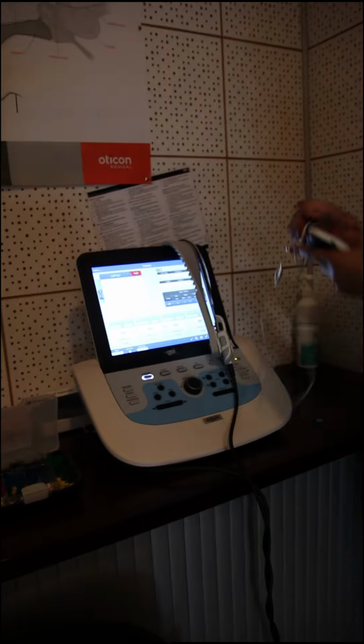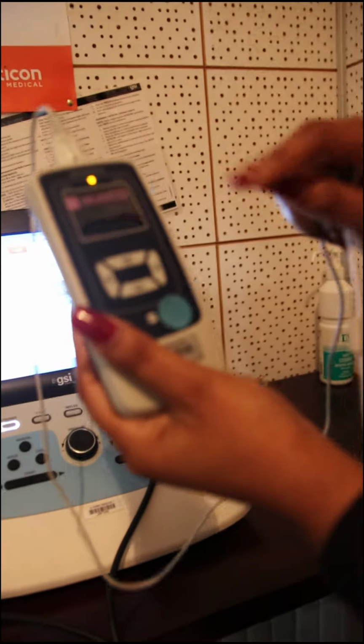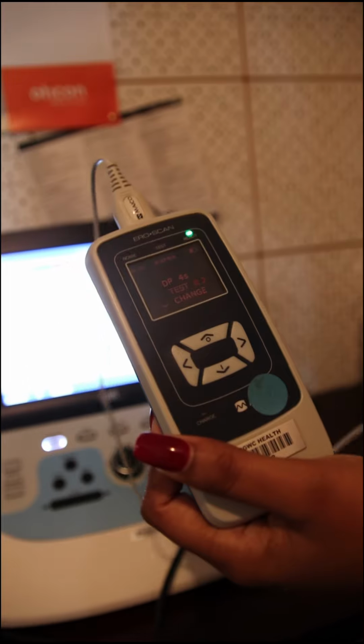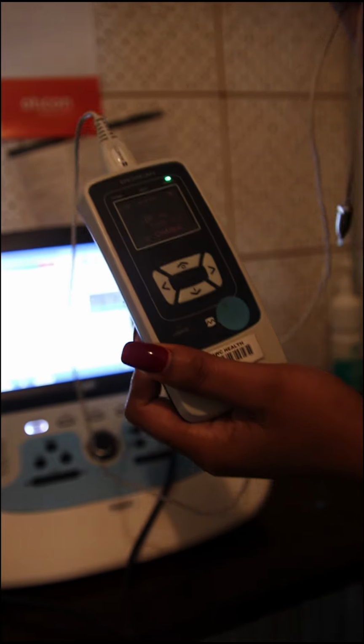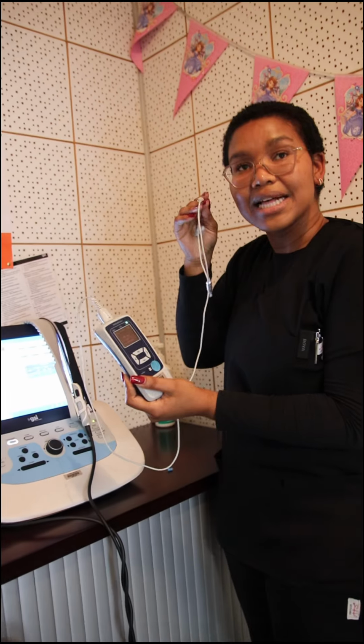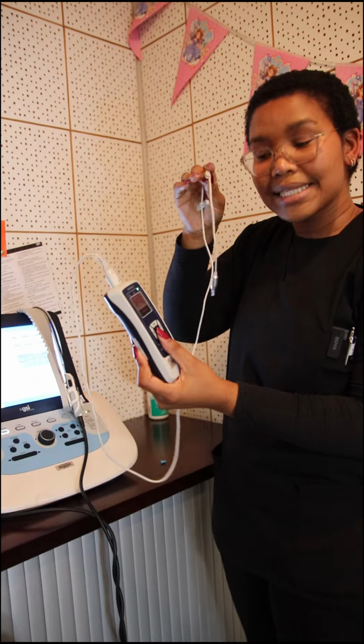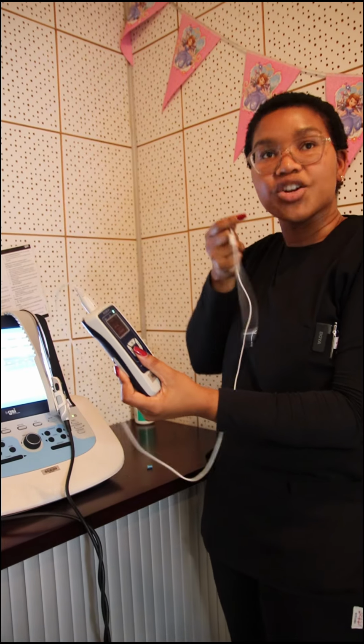We have this one, we call it an OAE machine. Yeah, it's on. So this one tests the inner part of the ear. The inner part of the ear has little hair cells. So this one tests if the hair cells are functioning as they should. It sends a signal to the ear and then it measures the response.